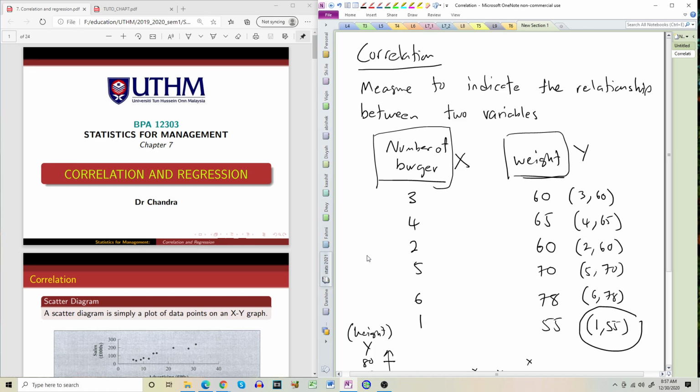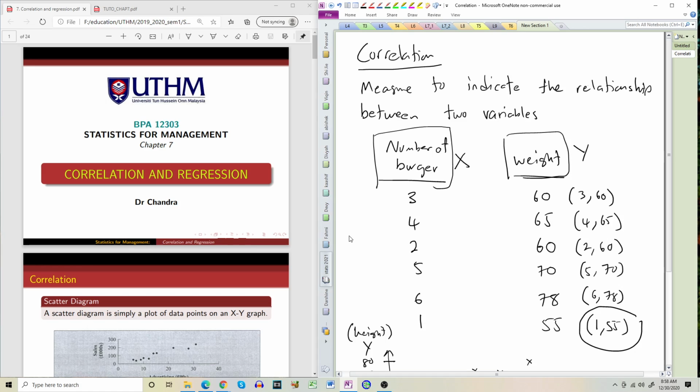So clearly the number of burgers will influence your weight. The amount of burger you eat will directly influence your weight. It's supposed to be like that. But how much does the number of burgers influence your weight? How strong is the influence? We're going to compute that later on.